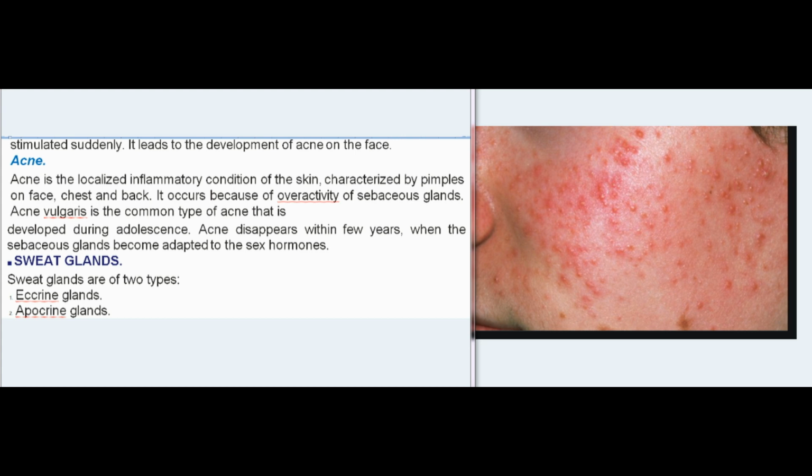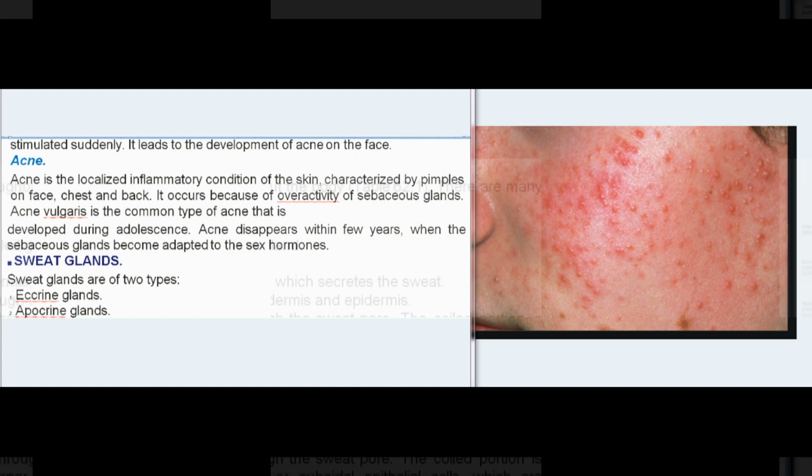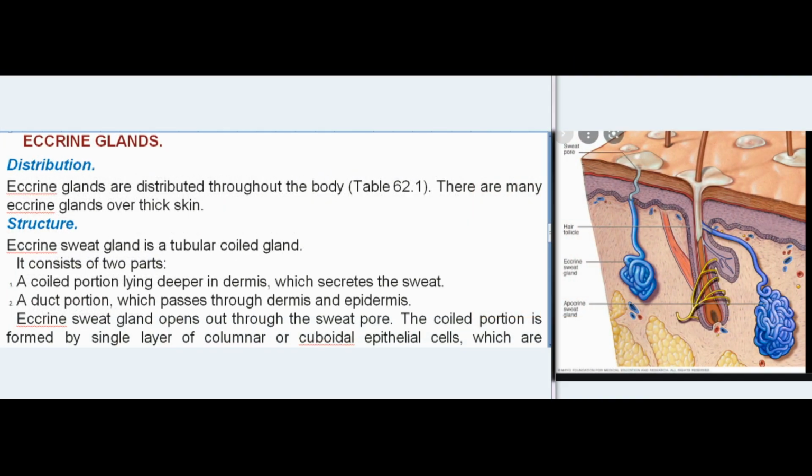Sweat glands. Sweat glands are of two types: eccrine glands and apocrine glands. Eccrine glands. Distribution. Eccrine glands are distributed throughout the body, Table 62.1. There are many eccrine glands over thick skin. Structure. Eccrine sweat gland is a tubular coiled gland. It consists of two parts: a coiled portion lying deeper in dermis, which secretes the sweat, and a duct portion, which passes through dermis and epidermis. Eccrine sweat gland opens out through the sweat pore.